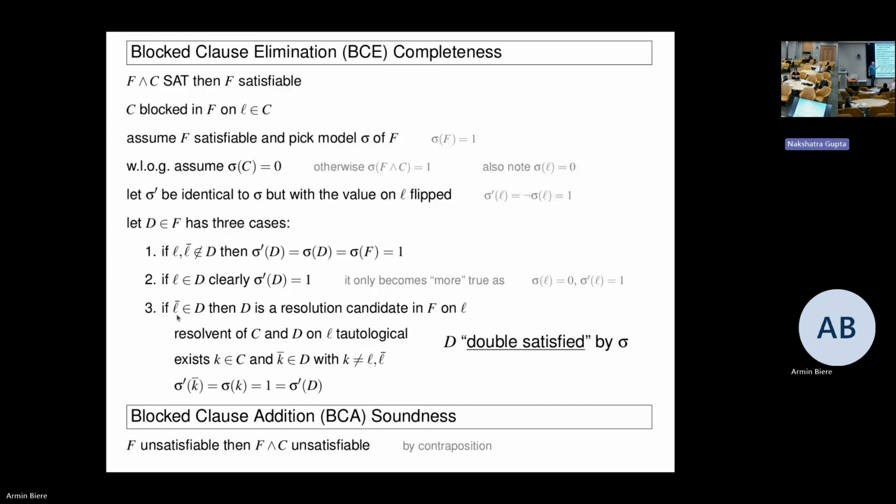Well, the observation is that due to this condition of blocked clauses, there has to be another literal, the one where you have the clash, another literal K in this D, which is in opposite phase in the C. Because this was our condition that if I resolve on this L, I find another literal which in the original clause has an opposite sign.